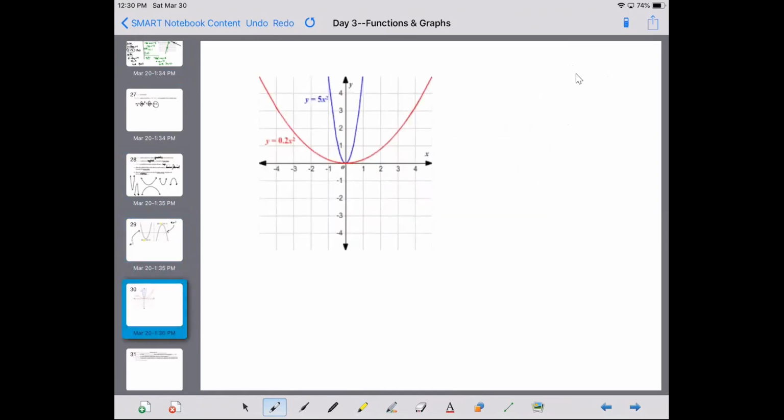The blue, you see 5x squared, so you see that a value being a positive number, an integer, and something larger than 1. So you're going to see that a little bit more narrow. And then you'll see in red the 2/10 x squared, or the 1/5 x squared if you wanted to write it as a fraction. So both of these coefficients are less than 1. So when you have that, you're going to see it become more of a wide spread opening up or down.